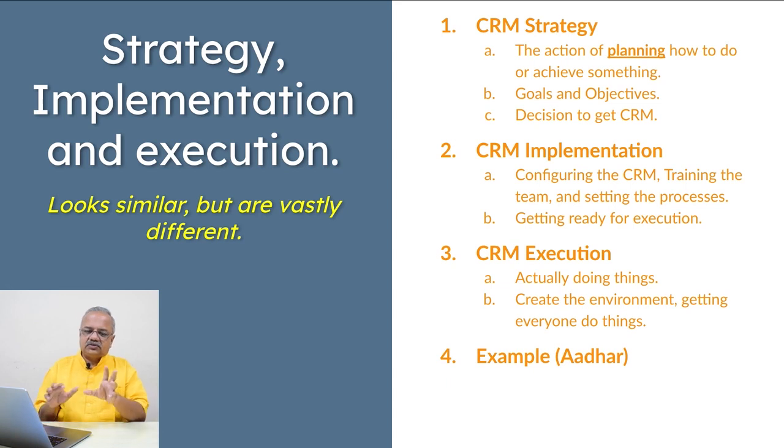Let's take an example. Consider this. The concept of Aadhaar card or Aadhaar number in India is a significant thing in the world. When the government thought about this and decided that such a unified identification system should be there, that was the strategy part. They must have thought about its result, its benefits, and its disadvantages, ways of execution, and many other things. That was the strategy to have that system which would help them to achieve the desired goals and objectives.